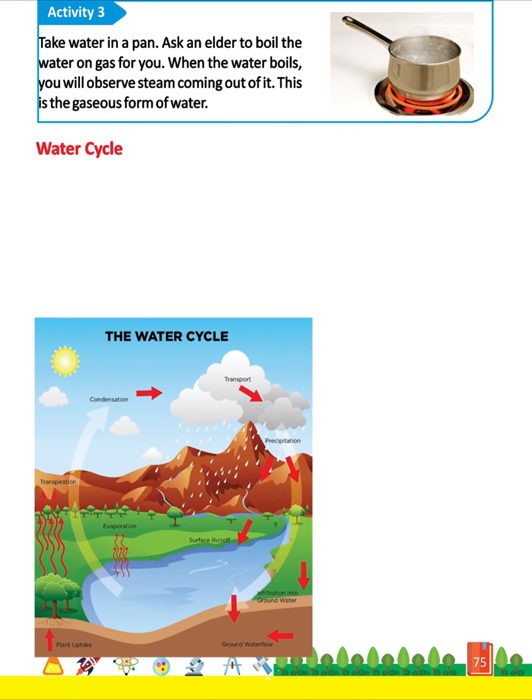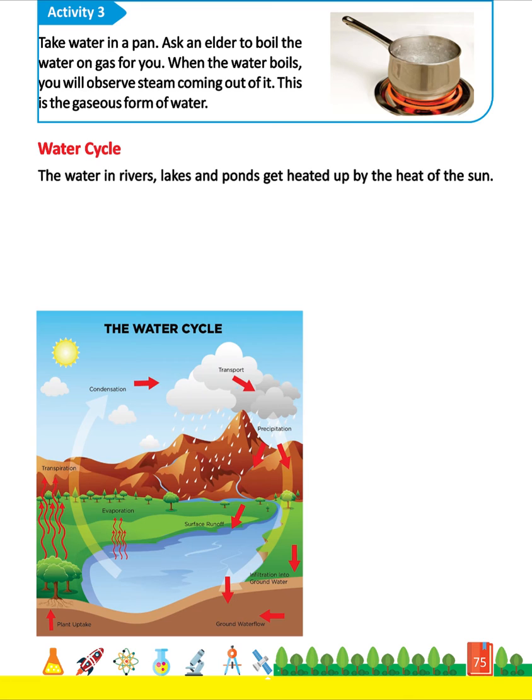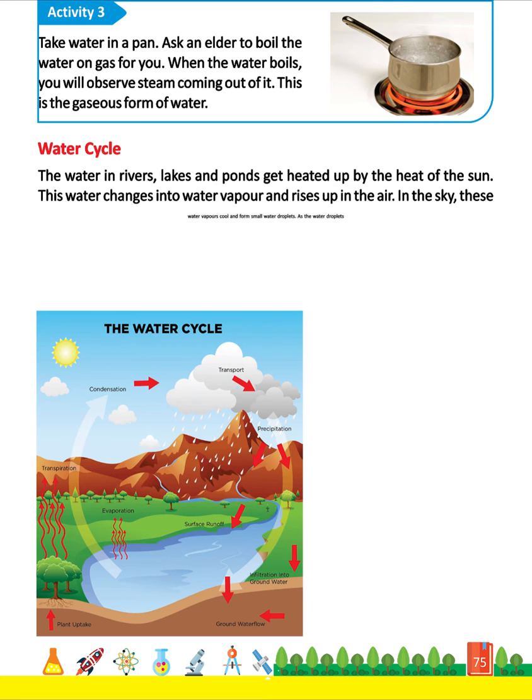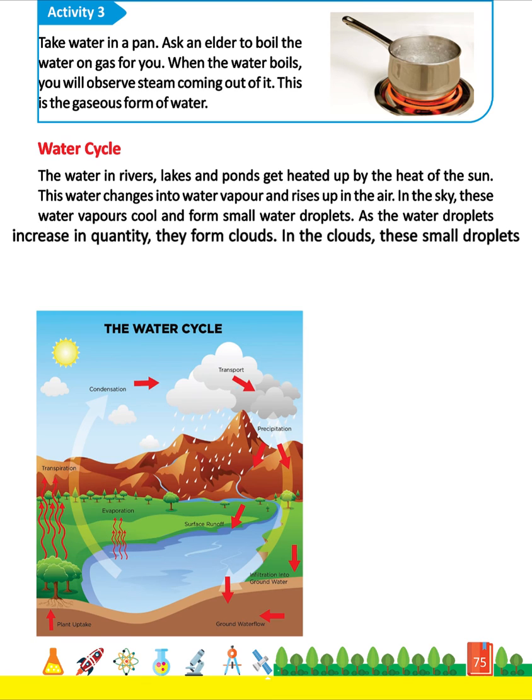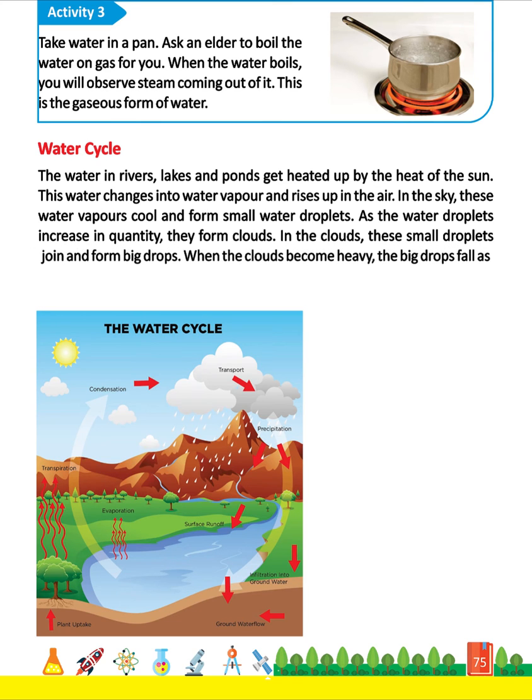Water cycle. The water in rivers, lakes and ponds gets heated up by the heat of the sun. This water changes into water vapor and rises up in the air. In the sky, these water vapors cool and form small water droplets. As the water droplets increase in quantity, they form clouds. In the clouds, these small droplets join and form big drops. When the clouds become heavy, the big drops fall as rain.